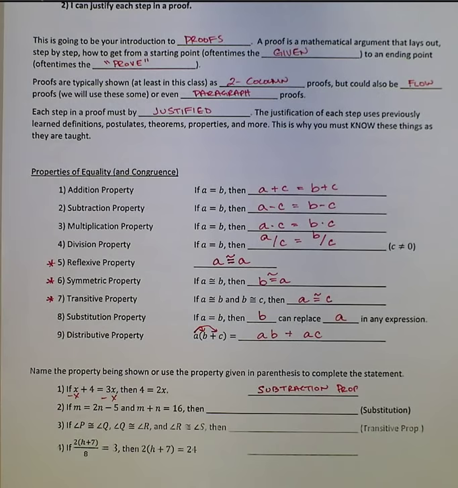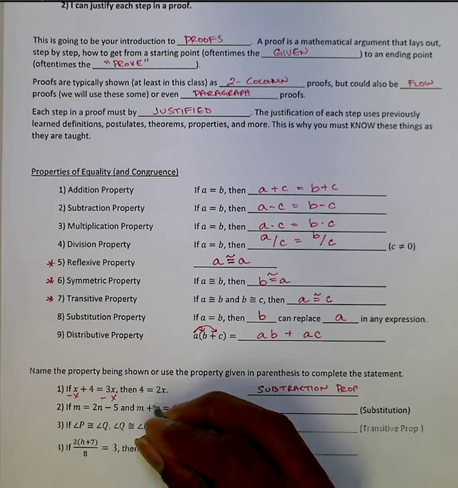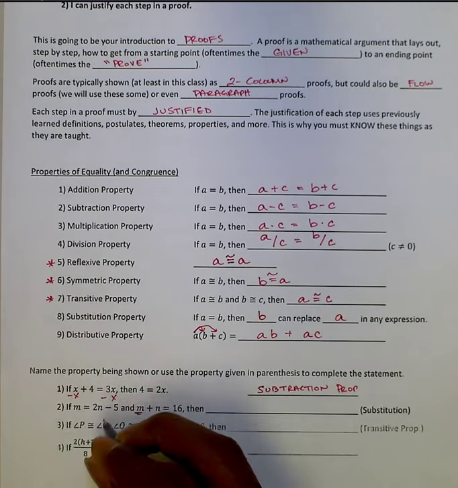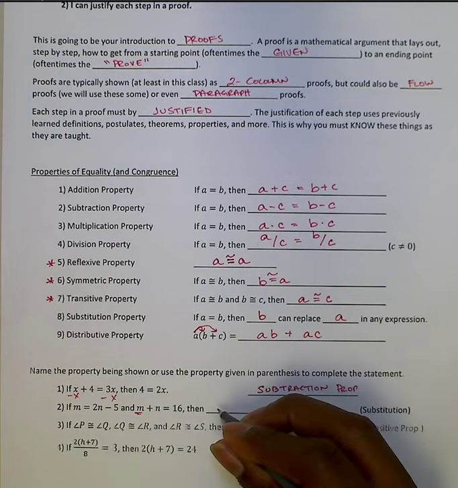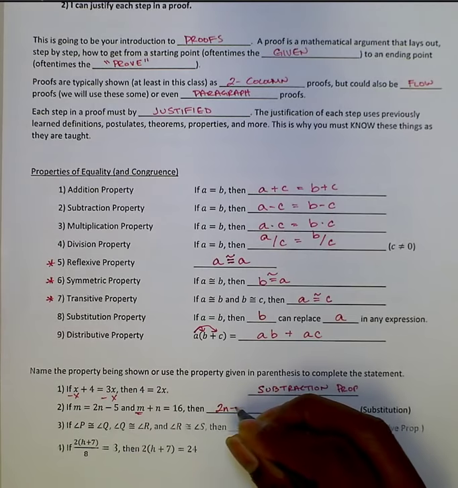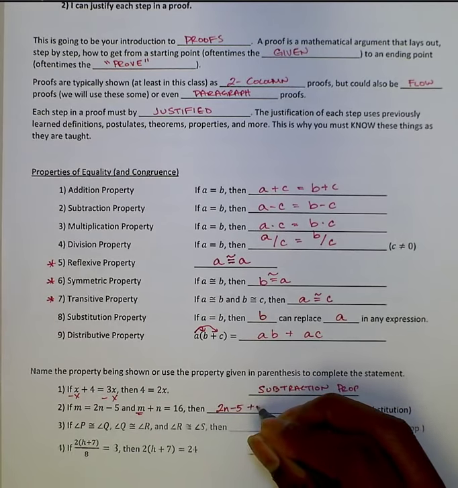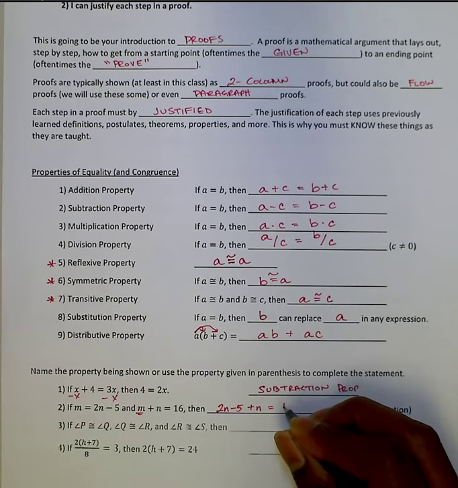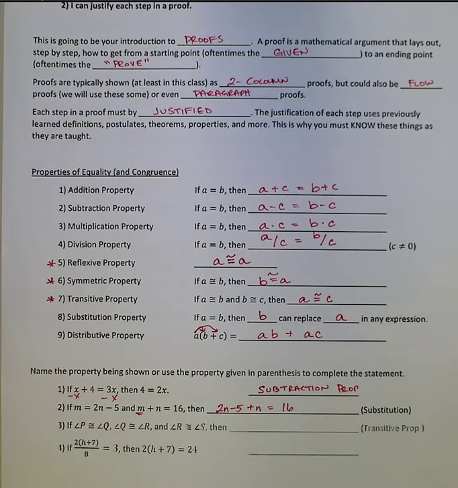Alright, here they want us to use the substitution property. It says if m equals 2n minus 5 and m plus n equals 16, we're going to use substitution, and now instead of using m here, I want to use 2n minus 5. So I have 2n minus 5 plus n equals 16. Notice I just substituted 2n minus 5 for m. That's substitution.